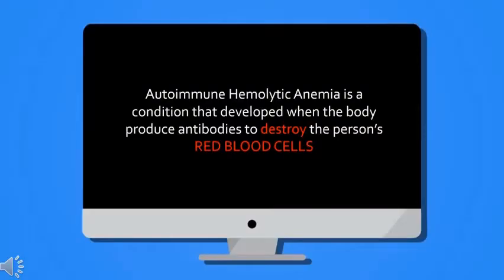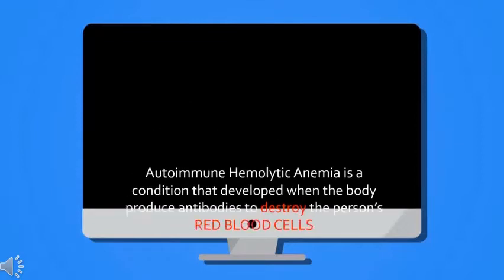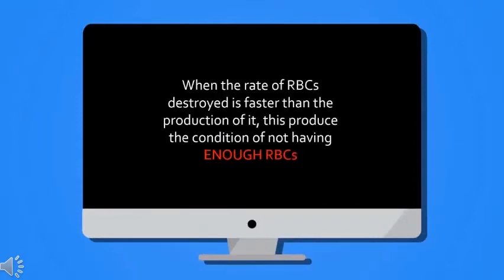Autoimmune hemolytic anemia is a condition that develops when the body produces antibodies to destroy the present red blood cells. When the rate of red blood cells destroyed is much faster than the production of RBC, it produces this condition of not having enough red blood cells.